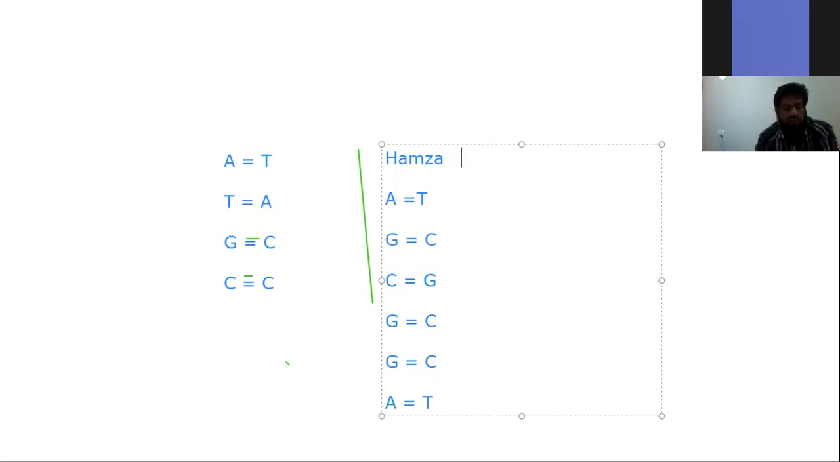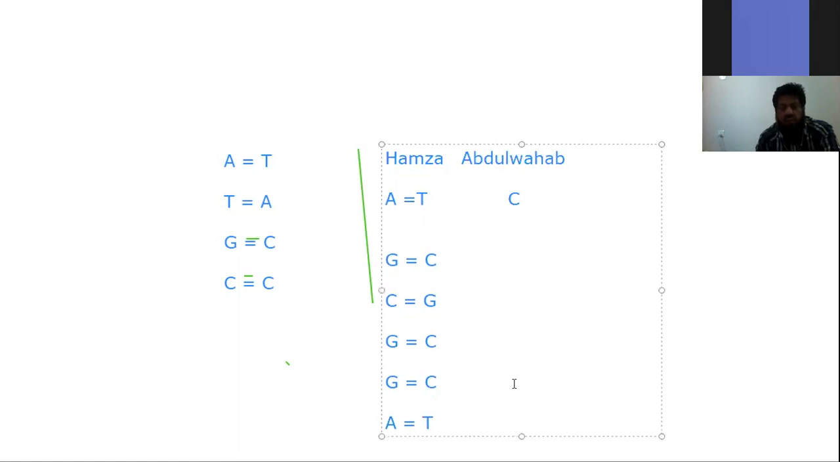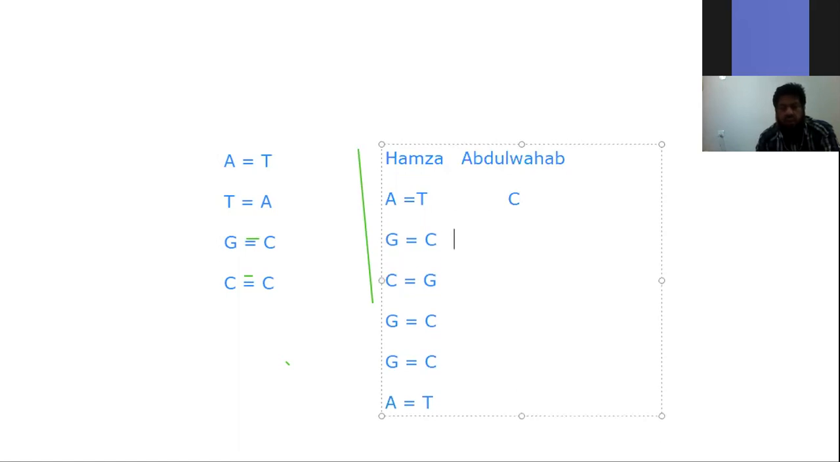If we have another person, let's say Abdul Wahab is here. Abdul Wahab might have a hair sequence like this. He would have a starting point with C, and then comes T, and then A, G, G, A. So this might be telling you a different texture, maybe different color.